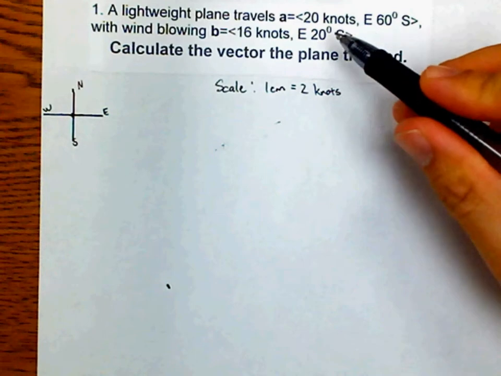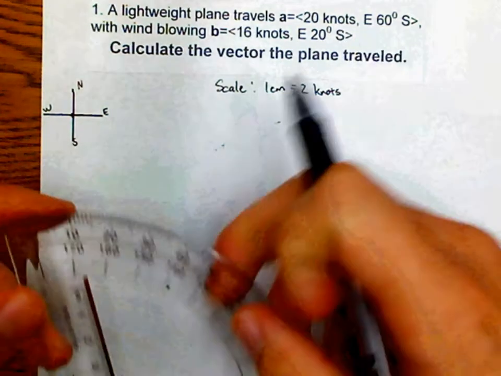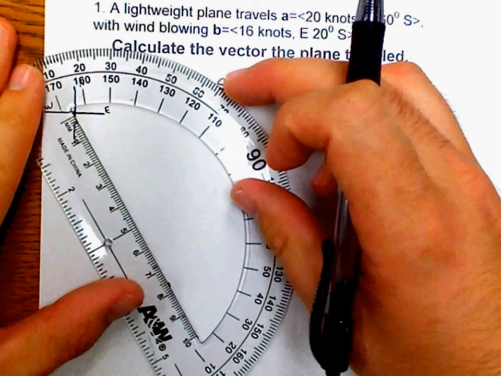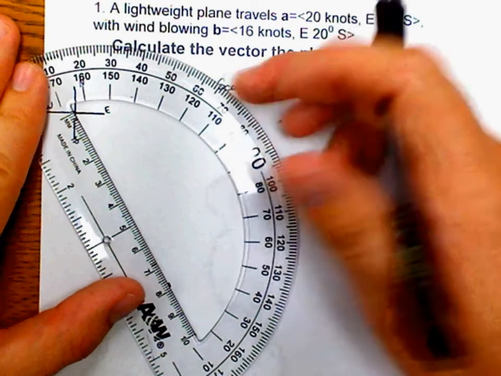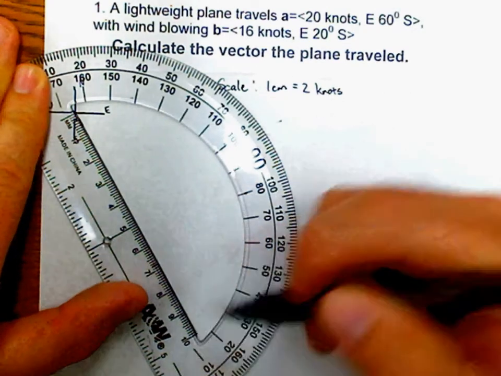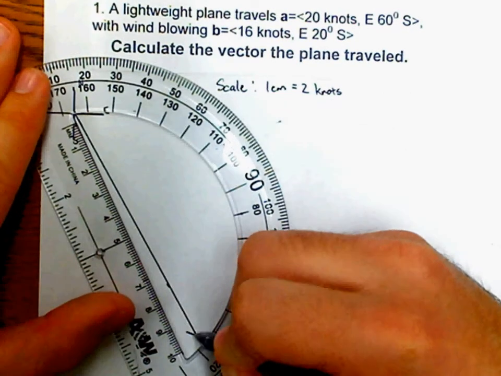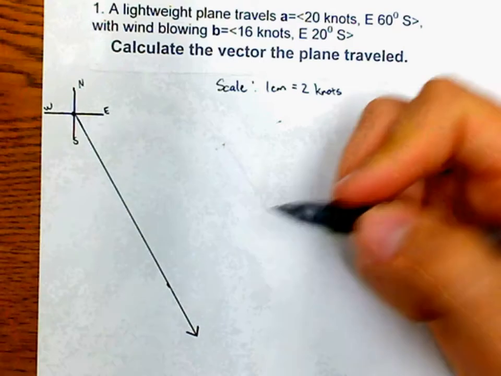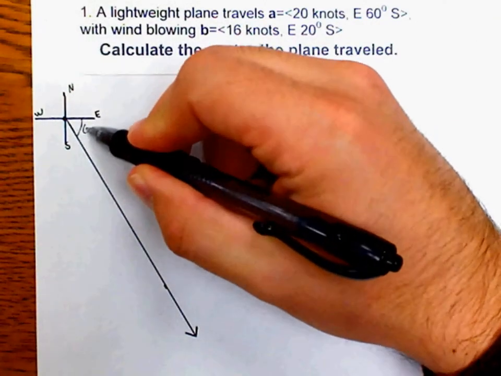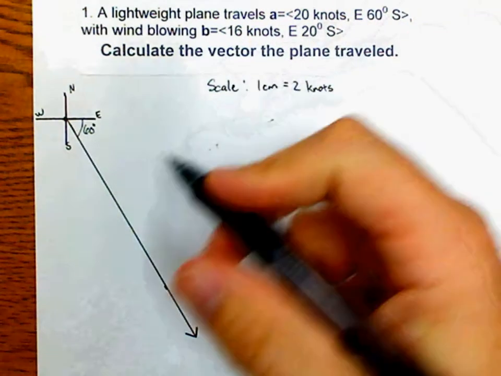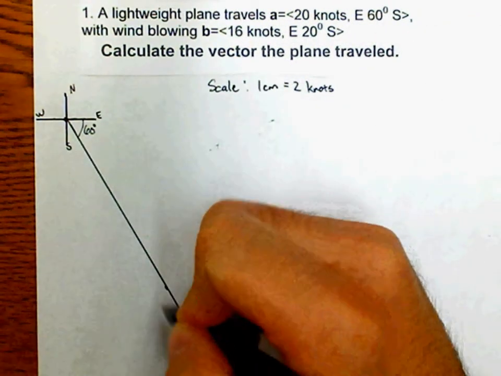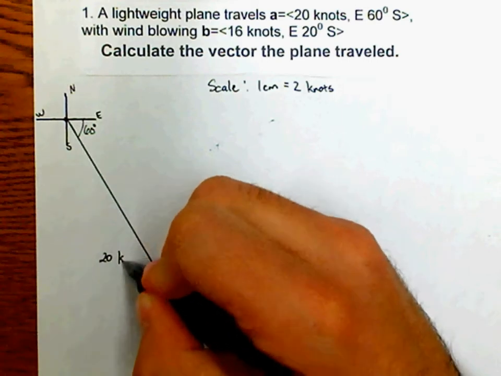I need to draw a 20-knot line. That's going to be 10 centimeters in the scale that I've come up with. So, 10 centimeters. The drawing is really just so we can figure out what's going on. There we go. Let's go ahead and label before we forget. It's a good habit to be in. This is 60 degrees. Now I know this is 10 centimeters. I'm not going to write 10 centimeters. I need to write the actual value. That's 20 knots.